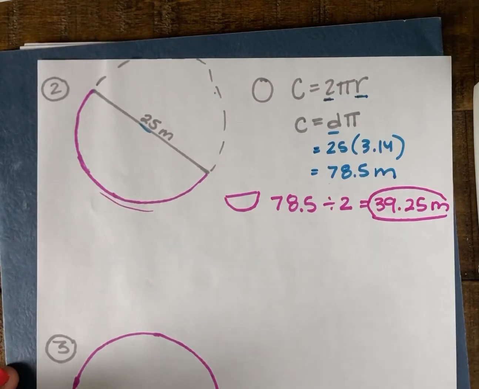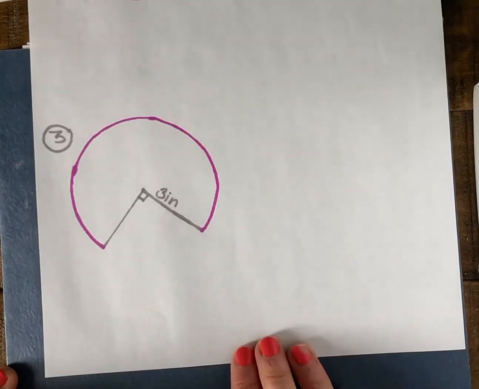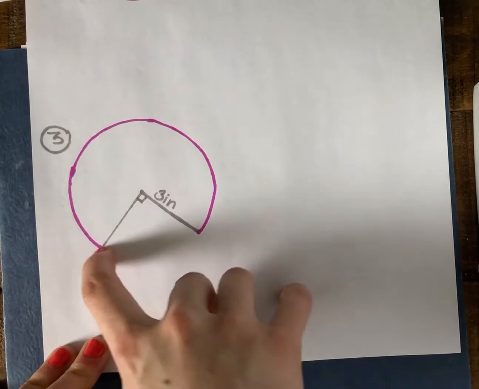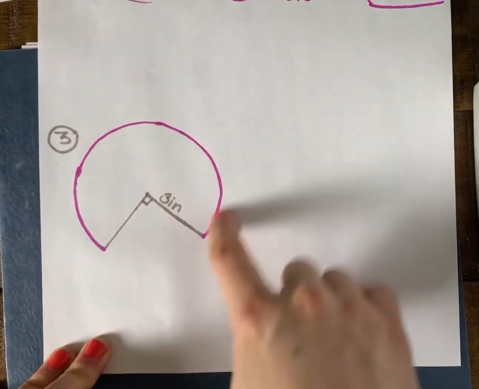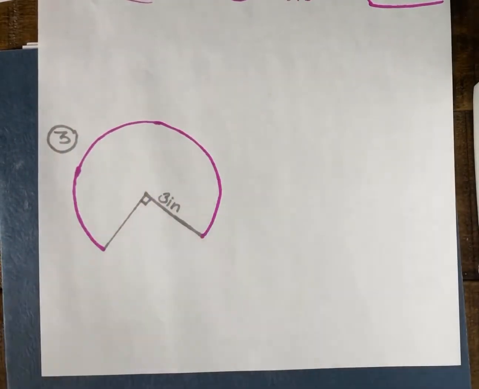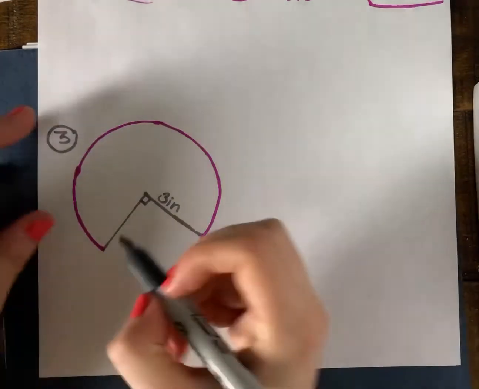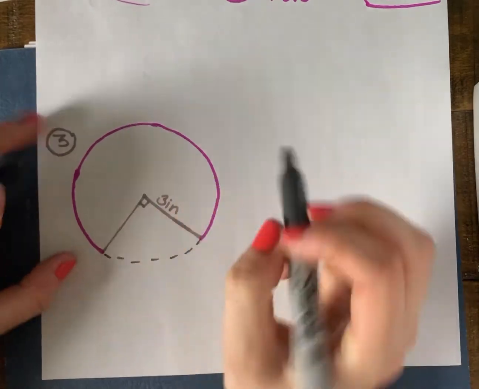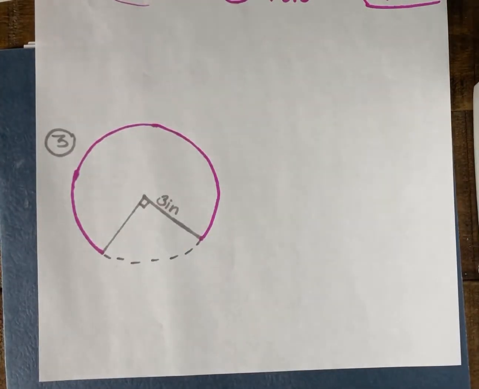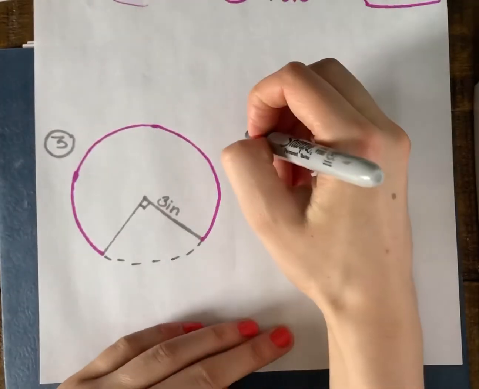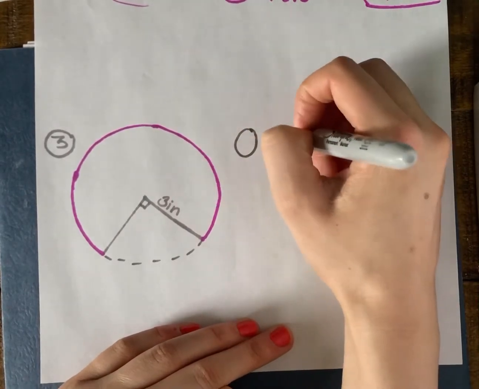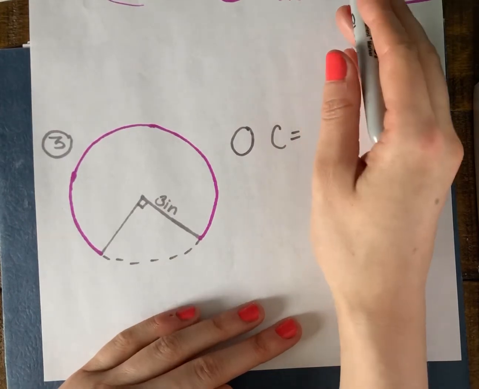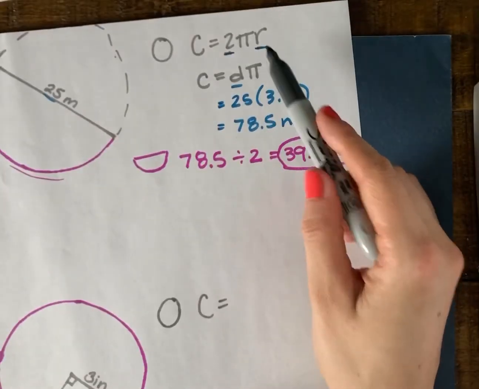Okay, our last problem. We have this shape and we're trying to figure out how far it would be to go from here all the way to there. So as always, I'm going to start by drawing in that full circle so I can think about the full circle's circumference. For the full circle, its circumference, we could use the formula 2 pi r, or circumference is pi times diameter from above here. Both work.